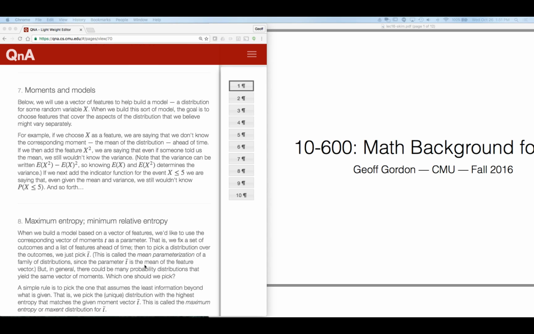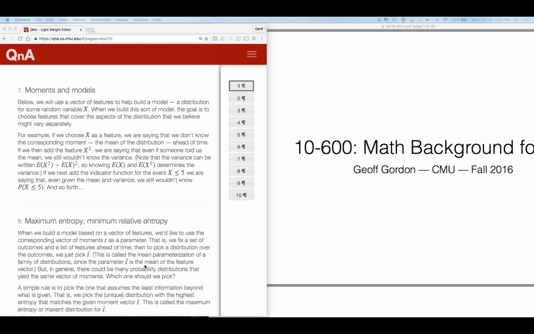Now, what I'd like to do is to use a vector of features to help us build a model. And so if we choose a good and relevant set of features, hopefully we get a good and relevant model of our discrete random variable, meaning we get a good and relevant set of distributions to use. Hopefully one of them is close to what we actually observe in the real world. And hopefully we can fit the parameters of this model.